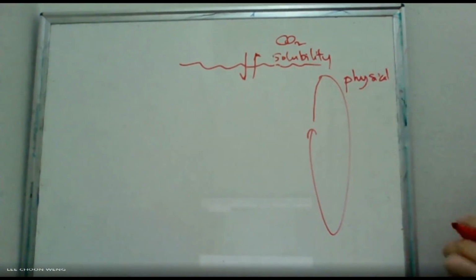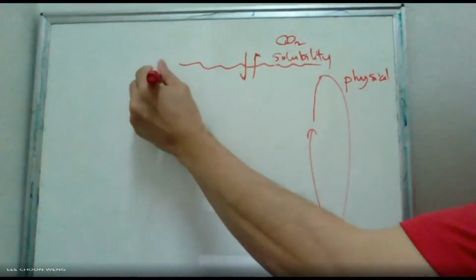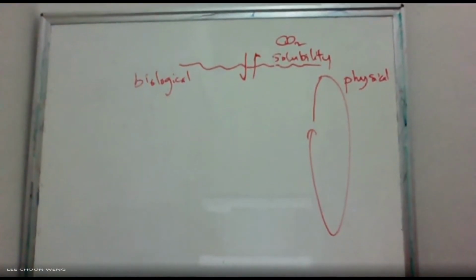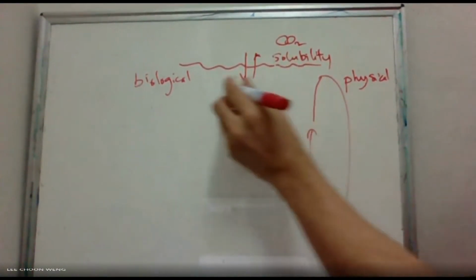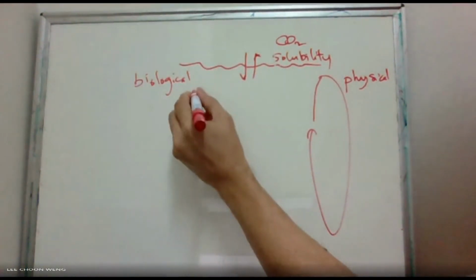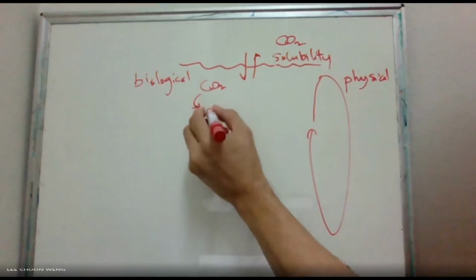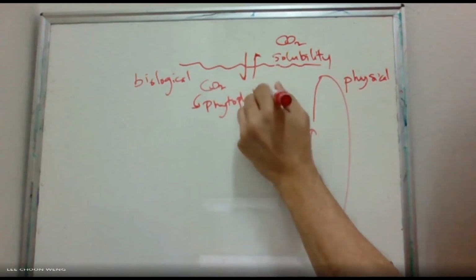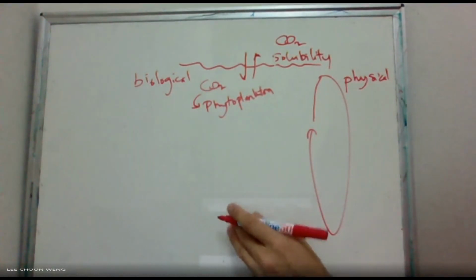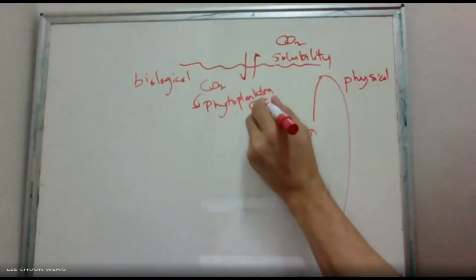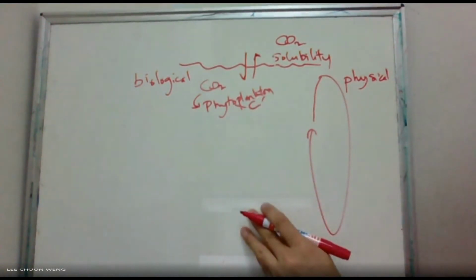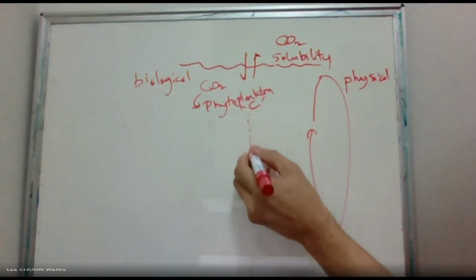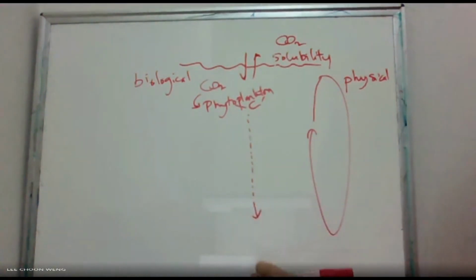Then the last pump is the biological pump. The biological pump is related to biological processes. Initially, the CO2 is fixed by phytoplankton. When it is fixed by the phytoplankton, it enters their biomass. And phytoplankton, at the end of its life cycle, dies and sinks.